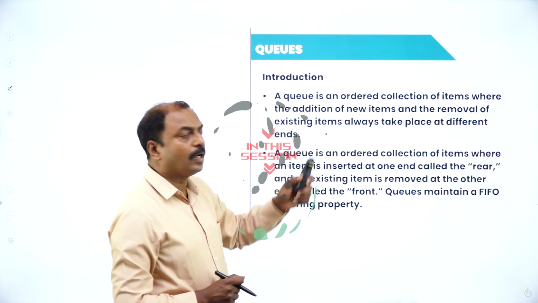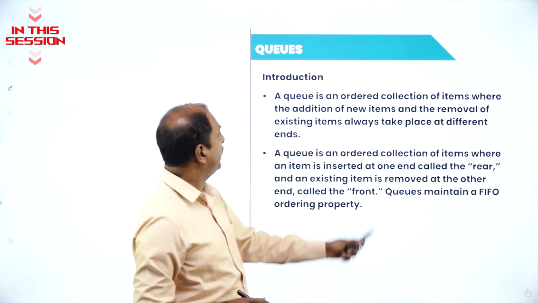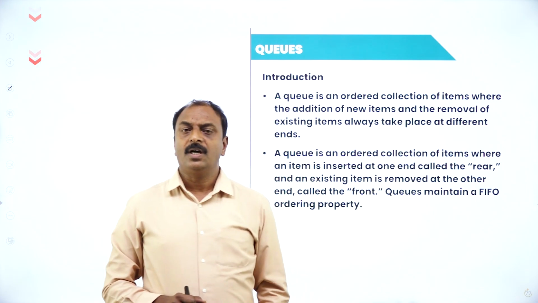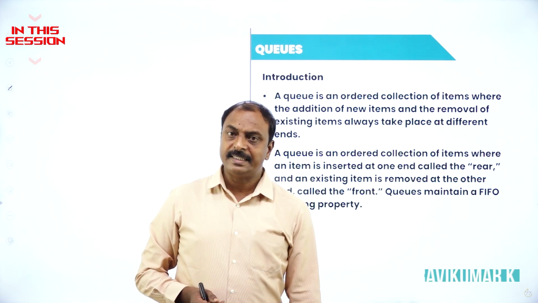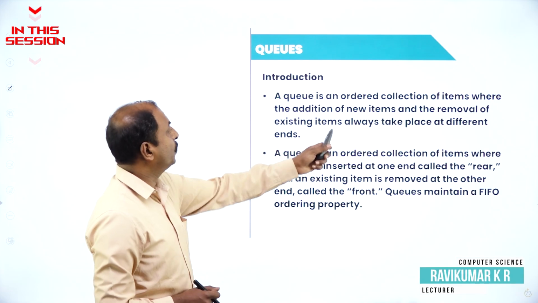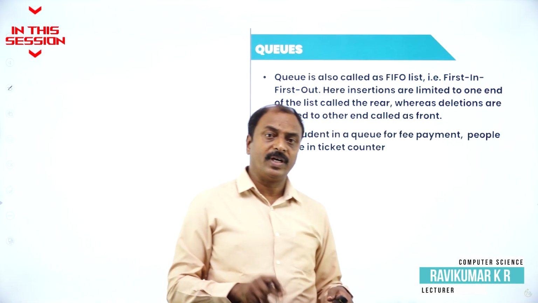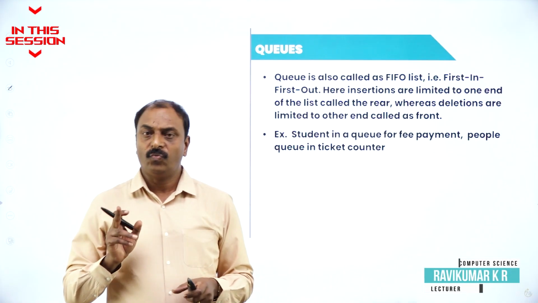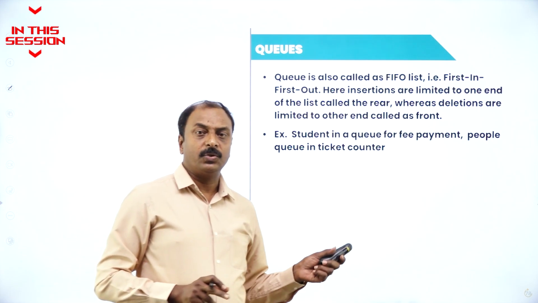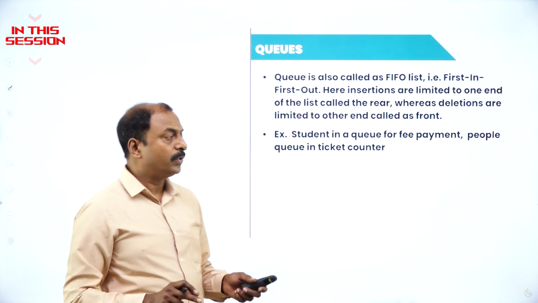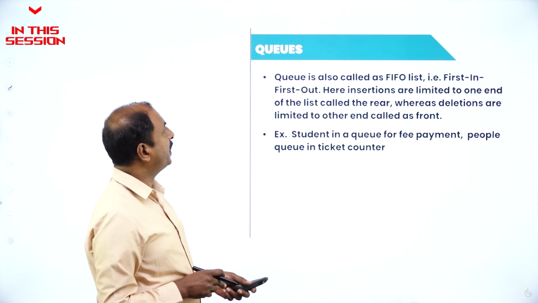Insertion and deletion operations take place at two different points or two different ends. That is the definition of queue. Whoever comes in the queue first will be the first one to leave the queue or go out of the queue. That is the concept of first in, first out.